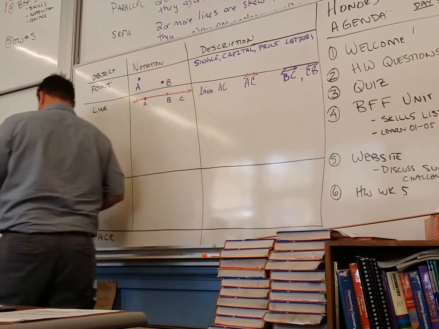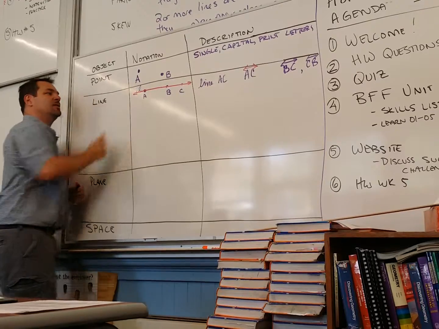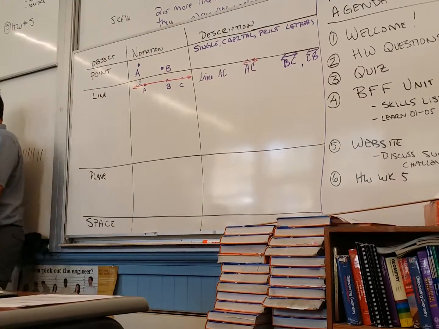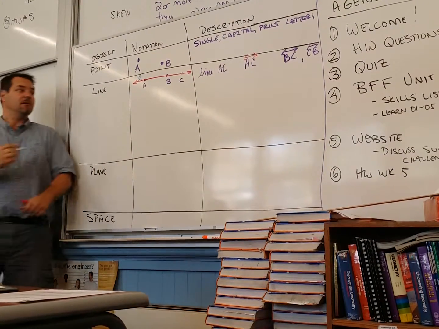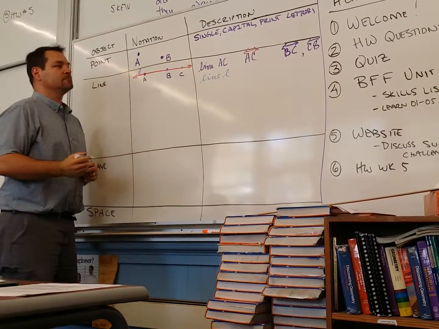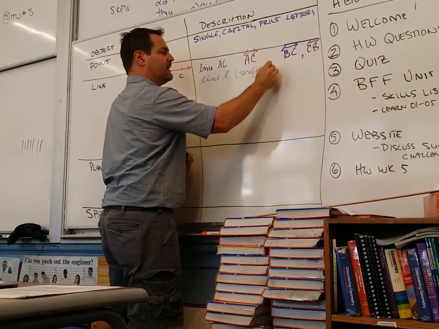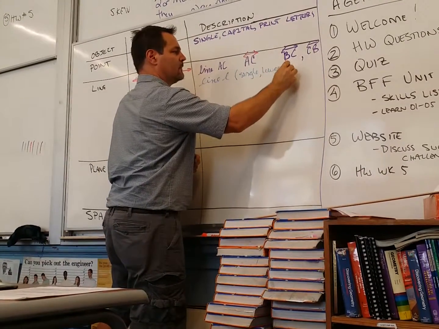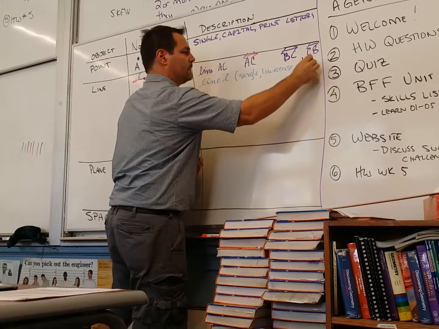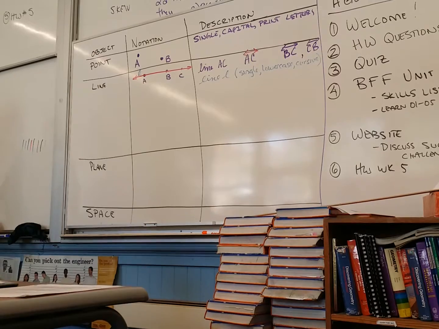There is an alternative notation for this. Sometimes you'll see that people will use a single lowercase cursive letter. You could say, for example, line L. Single lowercase cursive. Those are the 2 options for how you label lines.